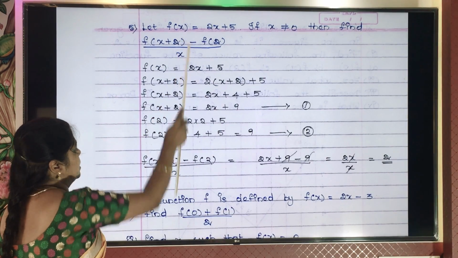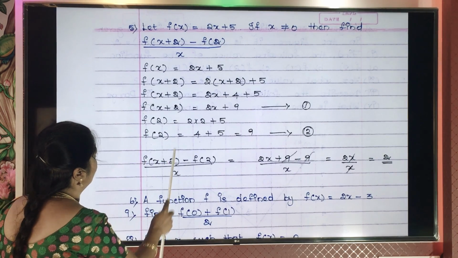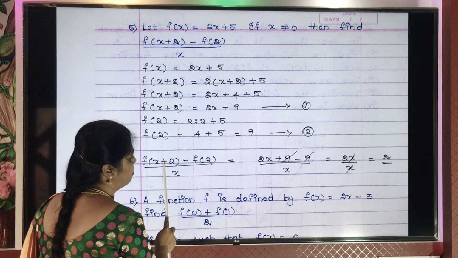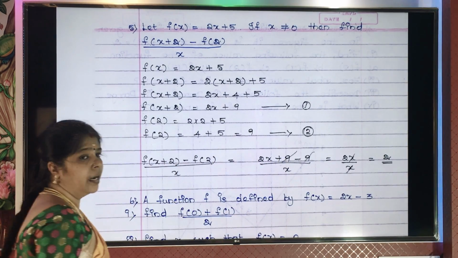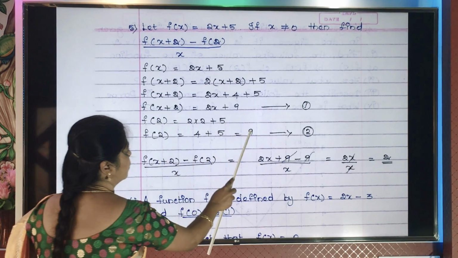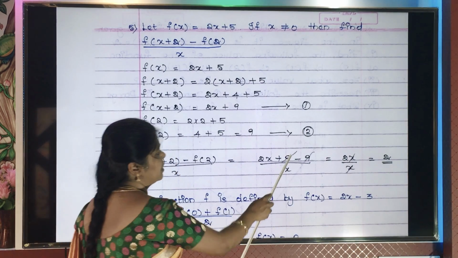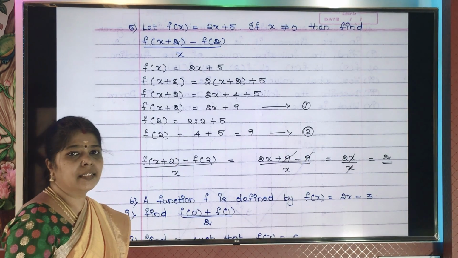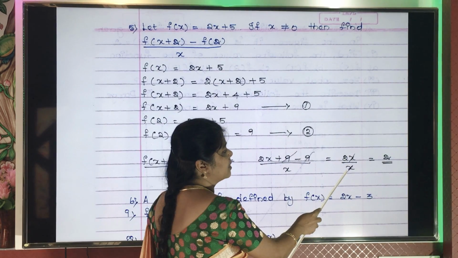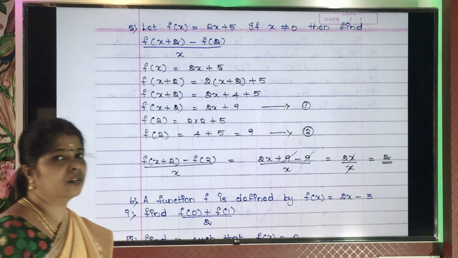Now this is the question. Take and write the question. In the place of f of x plus 2, what answer have you got? 2x plus 9. So here in this place, substitute 2x plus 9. Put the minus symbol. What is f of 2? f of 2 is 9. Again put 9 divided by x. Plus 9 minus 9 gets cancelled. So what is remaining? 2x divided by x. x and x gets cancelled. Therefore the answer is 2.